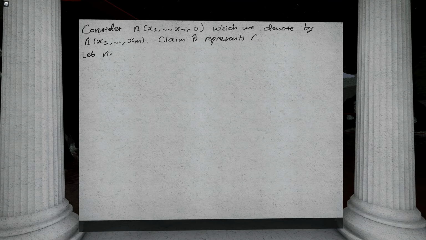Let n1 up to nm be an element of R. Then Q proves, as I already mentioned, for all y, R of n1 up to nm y, if and only if y equals 0. And then we can observe a proof tree, which I think is inside this world somewhere. Yeah, this looks like it. Okay.